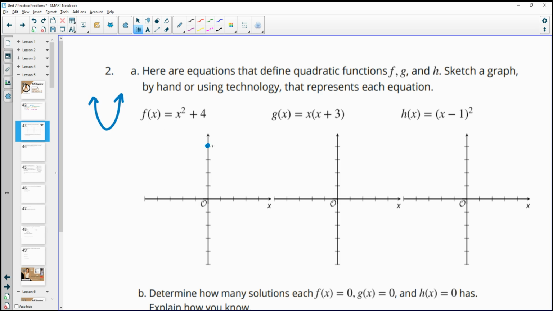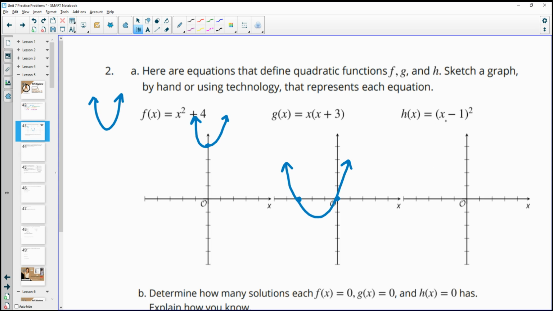So the vertex is going to be here. And then we're going to have branches that go up on either side. So that's going to be my sketch of that one. For g of x, I know that zero product property, these would be intercepts, the numbers that would make these 0. So I know this is going to cross at 0. I also know it's going to cross at negative 3 because negative 3 will make this part 0. And then I know again that it's a quadratic, so it's going to go something like this.